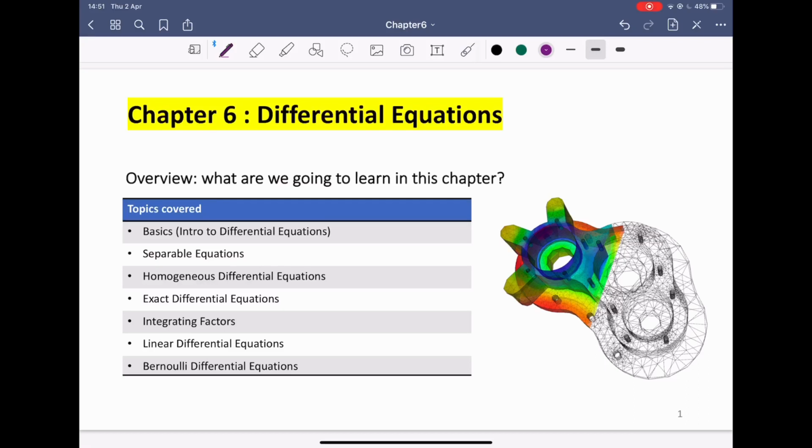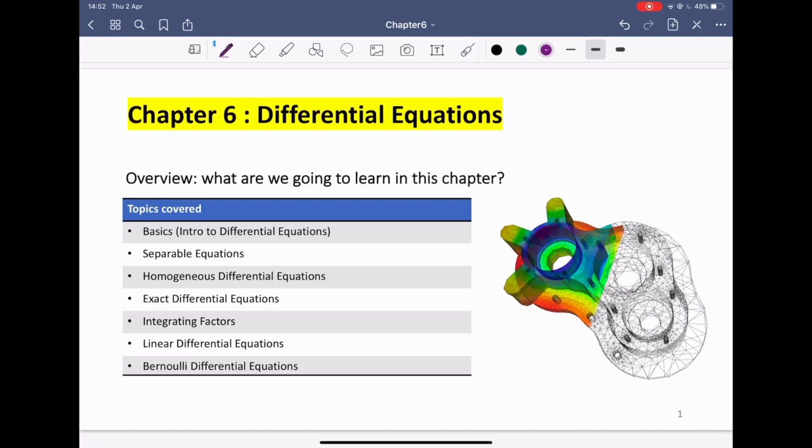Alright, let's get started. Welcome to the very last chapter of the Calculus 2 class for engineering students. This is chapter 6, Differential Equations, as you can see in the title of this slide. My name is Monchai Kuekachai. I will be your instructor for this chapter.